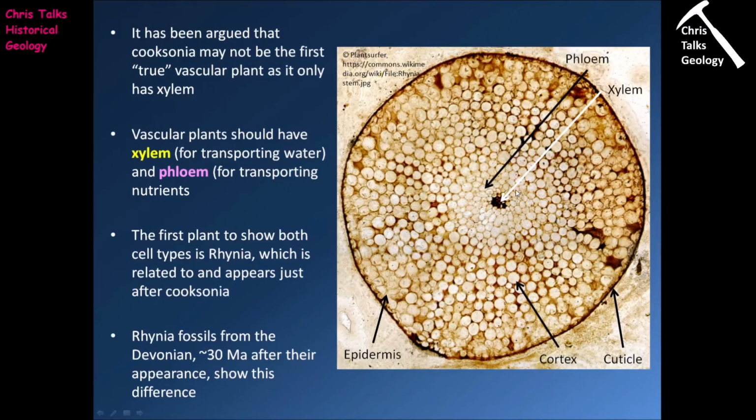Now, it's been argued that Cooksonia may not be the first true vascular plant. The reason for that is, to the best of our knowledge, it only actually has xylem cells. So if you remember your high school biology, you might know that plants have both xylem and phloem cells in their stems. Xylem cells are designed for transporting water and phloem is designed for transporting nutrients.